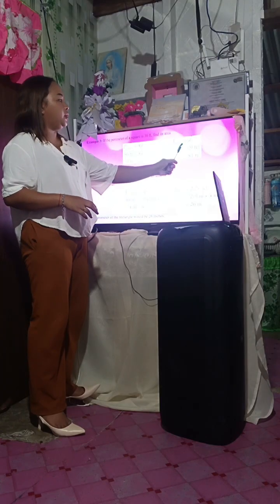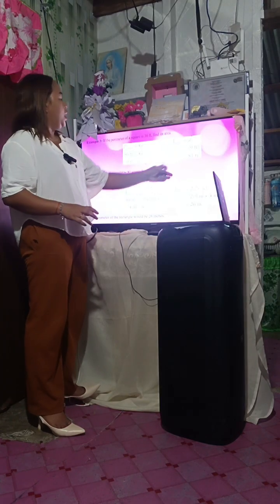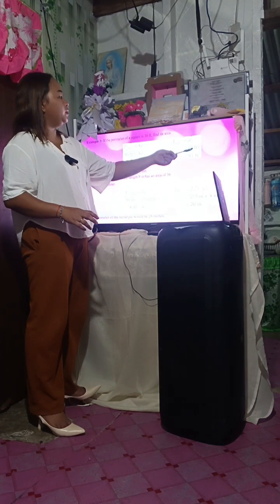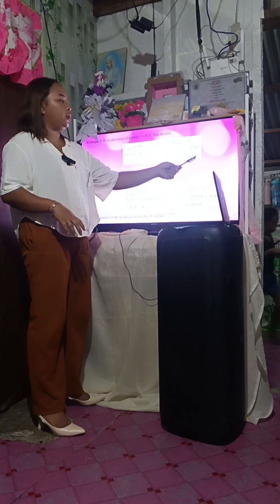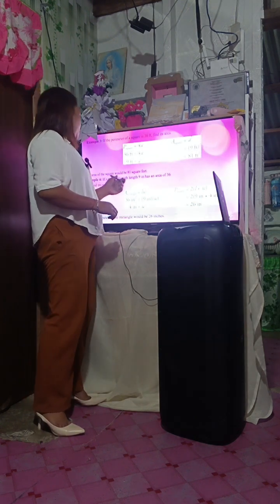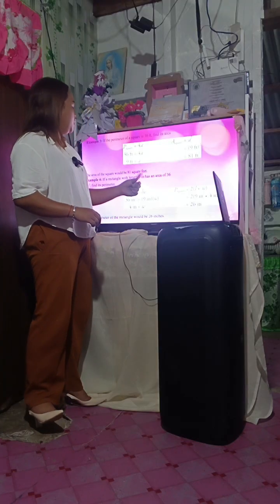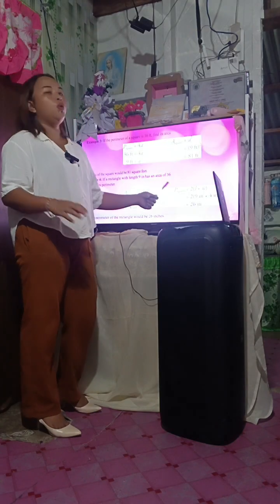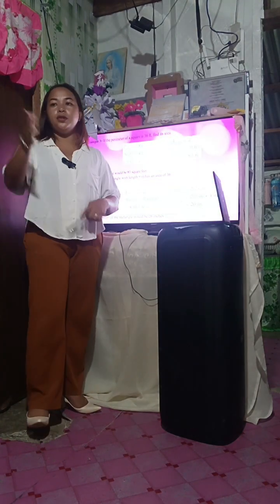So we will find now the area of the square. The value of A is equal to 9. So 9 squared is equal to 81. So our area of the square is 81 feet squared. So the area of the square would be 81 square feet. For example 4, who wants to answer? Okay, raise your hand.